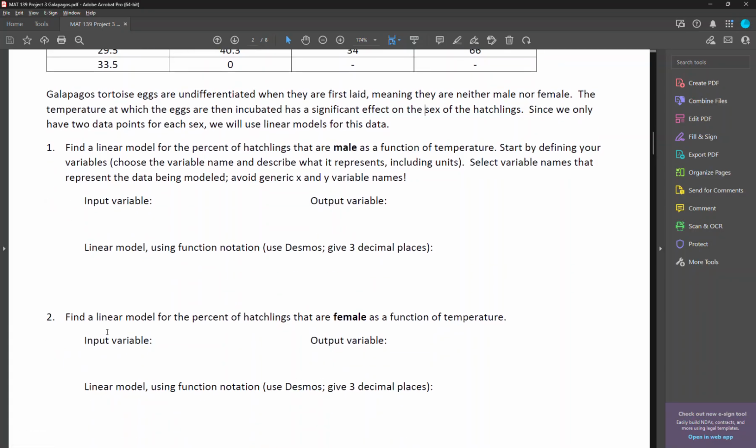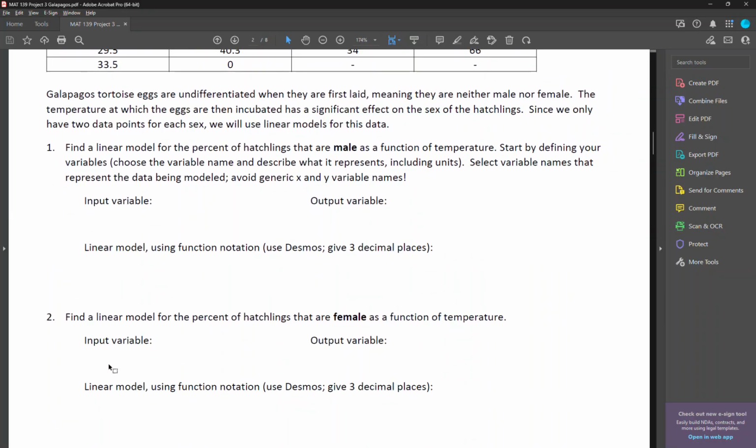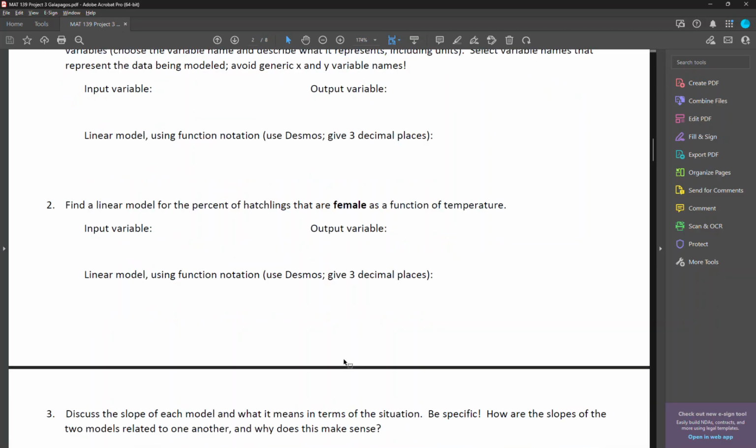Then we do the same thing for our linear model for the percentage of hatchlings that are female as a function of temperature. So we're looking now at the percentage of female tortoises as it corresponds with the temperature. You'll need to declare variables again, choose the letters for these variables, and list them with their units as it says up here, same idea. And then make your linear model for the percentage of tortoises that are female based on temperature.